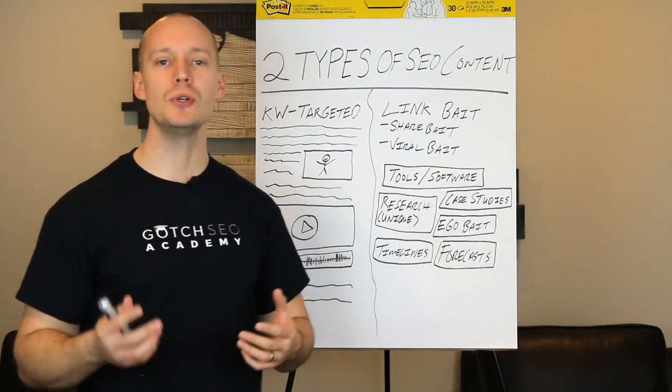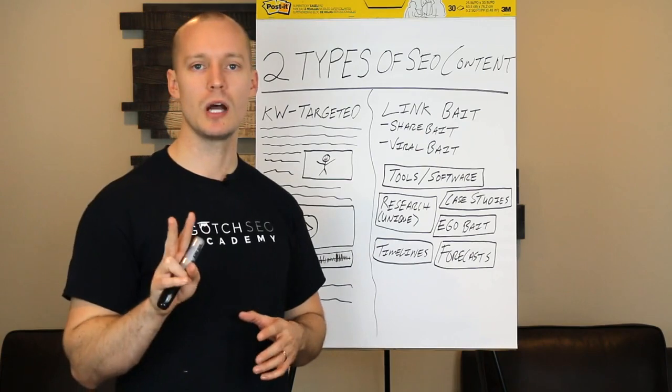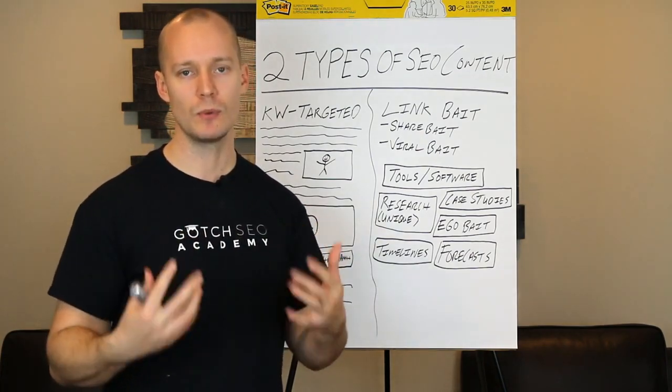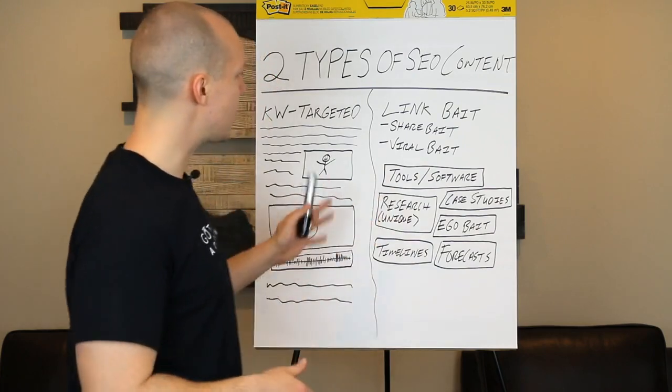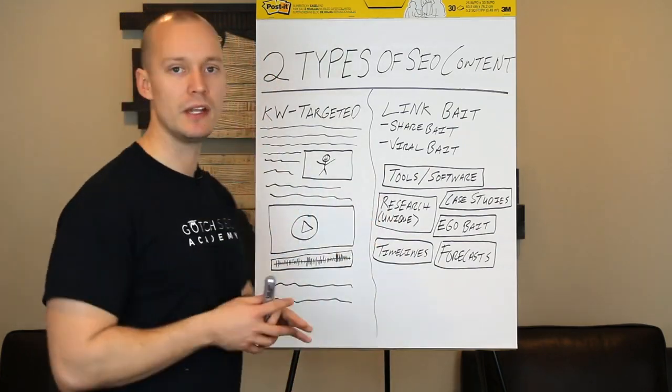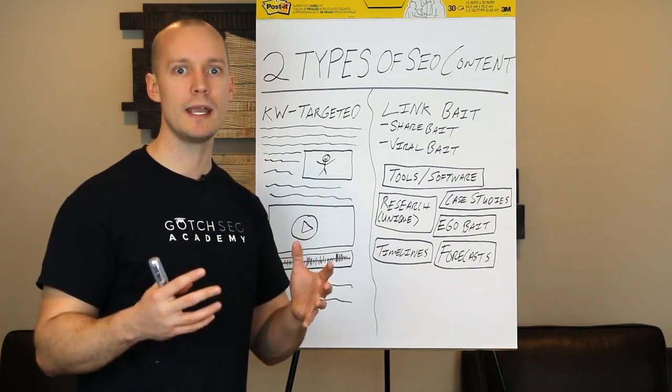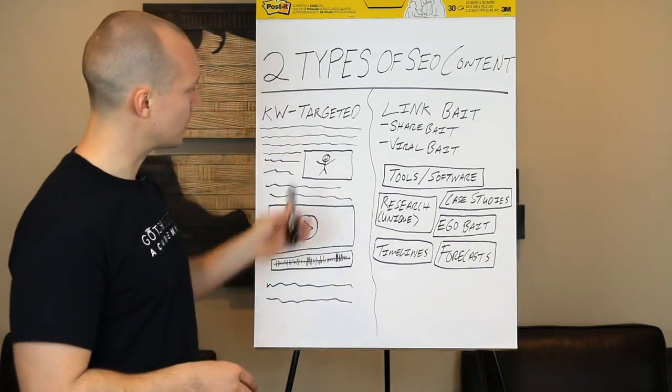All right, so now I want to show you the 2 types of SEO content that you're going to be creating in order to drive more organic search traffic to your website. So the first type of SEO content, and this is going to be the 80% of content that you're going to be creating, is keyword targeted content.